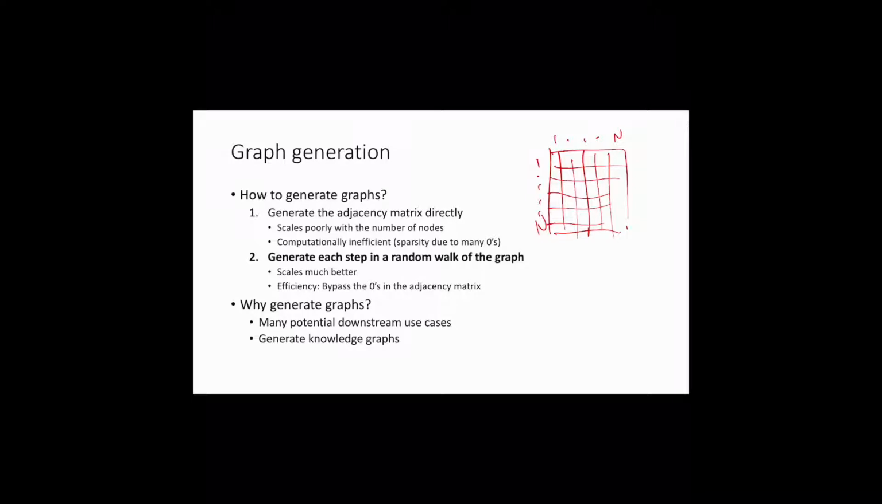And this has a space complexity of n squared, which is not too great if n reaches something like, let's say, 1 million nodes. So it scales poorly with the number of nodes and is computationally inefficient because in most graphs that we observe in the real world, most of the nodes are not fully connected to every other node, so this adjacency matrix is going to have a lot of zeros.